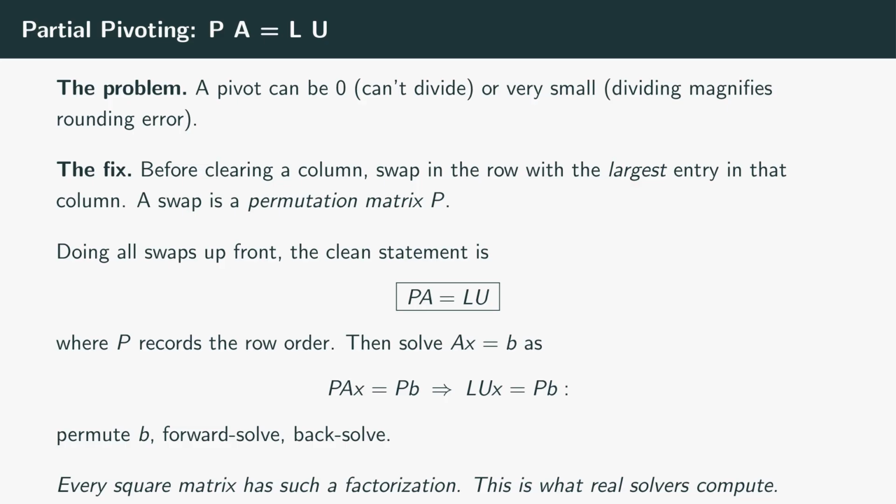A row swap is itself a matrix, called the permutation matrix, written P. If you account for all the swaps up front, the clean statement of the factorization becomes P times A equals L times U. The permutation P simply records the order the rows ended up in. To solve AX equals B, multiply both sides by P to reorder the right-hand side, then run the same two triangular solves on L and U. With pivoting in place, every square matrix has a factorization of this form, and this is precisely what professional numerical software computes when you ask it to solve a system.